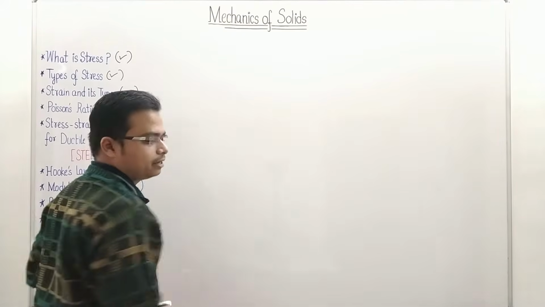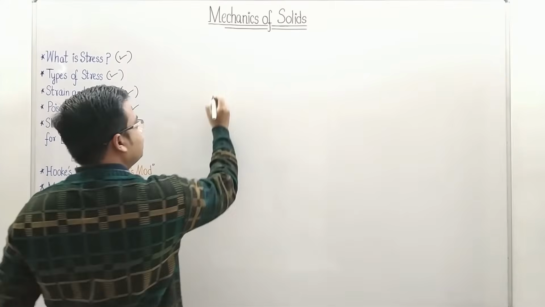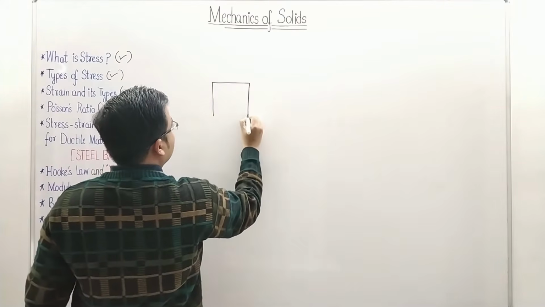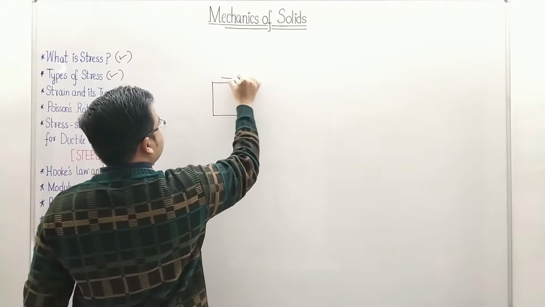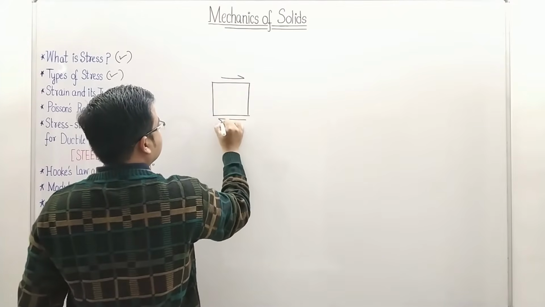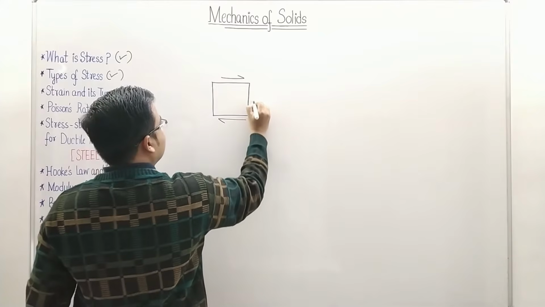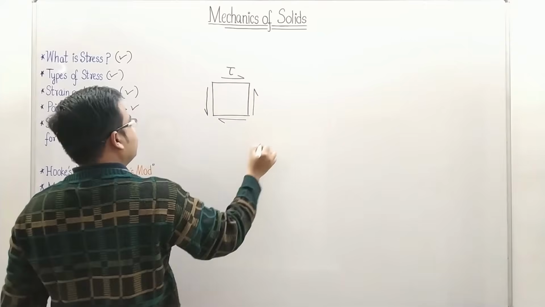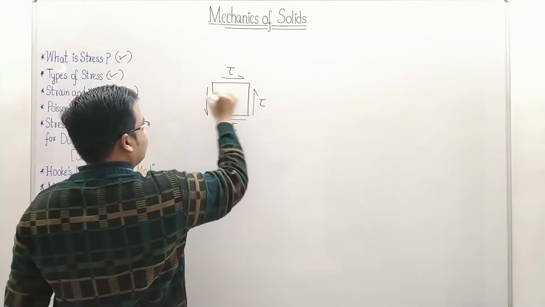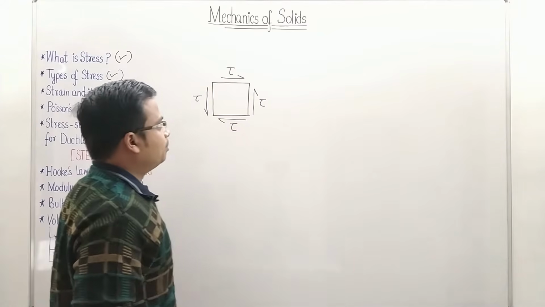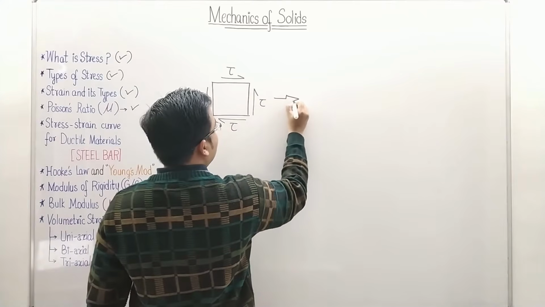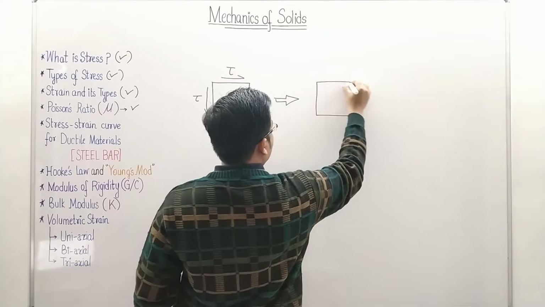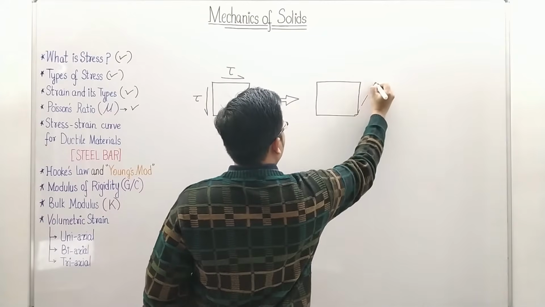Now let me take a very basic case. I'll draw a plane diagram over here, like this. And when you apply shear stress, like this, so this is tau, tau. What will happen? It is going to obviously deform. In what manner? In this manner. Let me just show you. Like this.